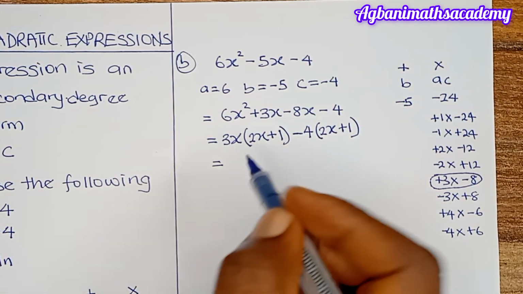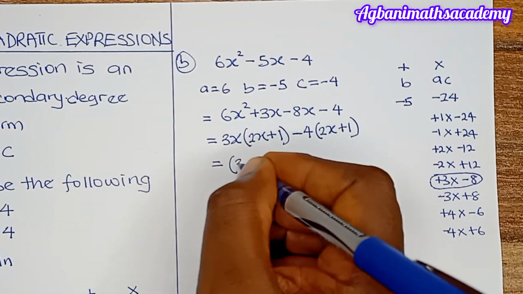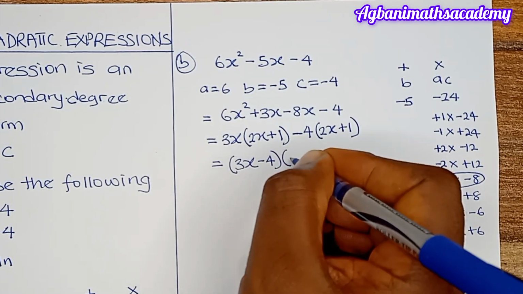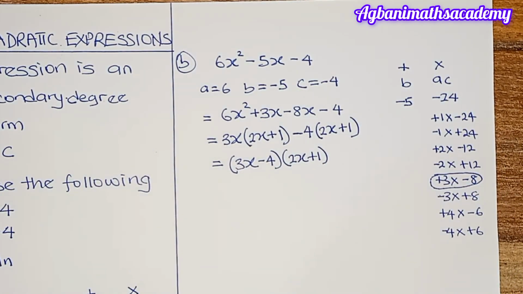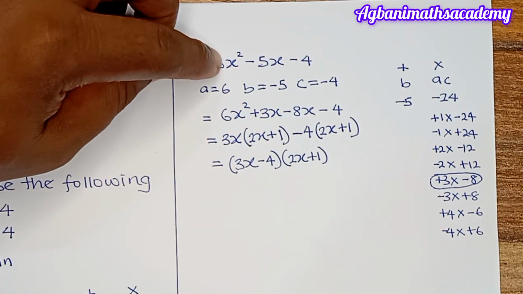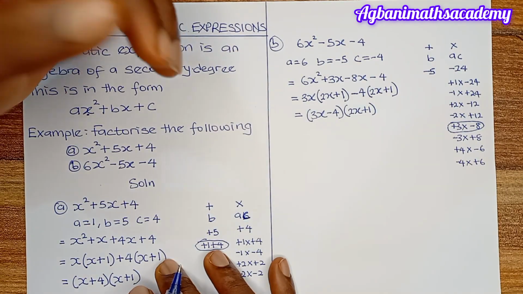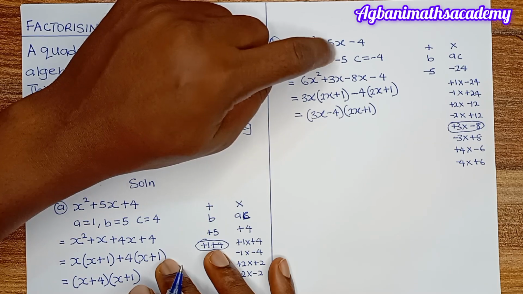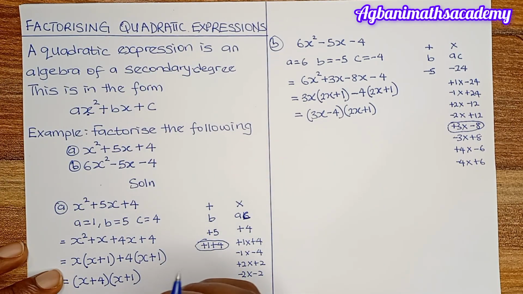Next, we are going to write the values outside the parentheses together. So we are going to have 3x minus 4 into 2x plus 1, parenthesis. That becomes our answer. So we have been able to factorize this quadratic expression to get this. Remember, whenever you have a quadratic expression, the first thing you do, you split this value at the middle into 2 so that you'll be able to factorize by grouping.